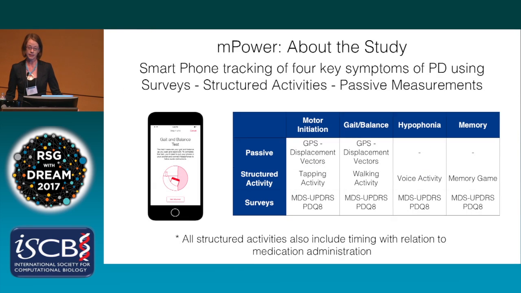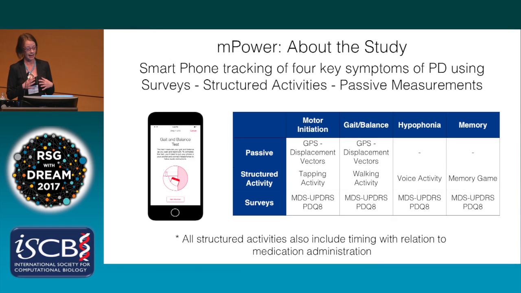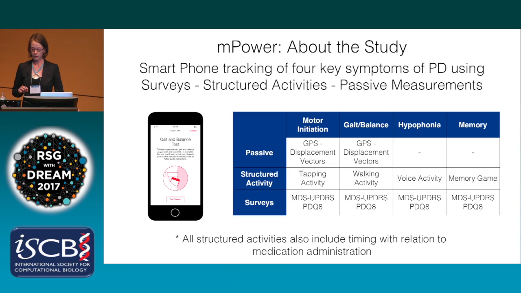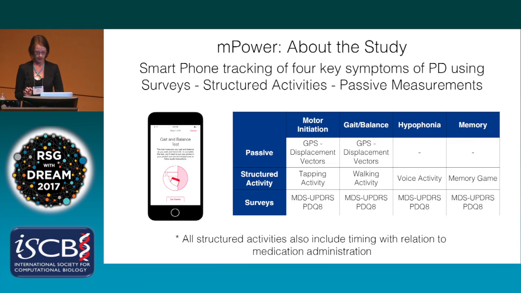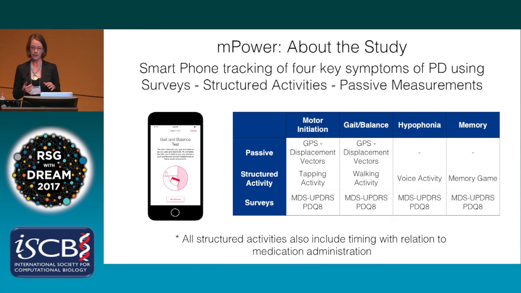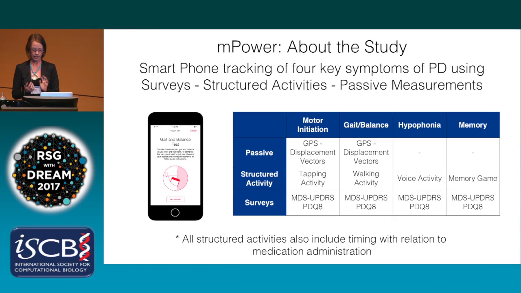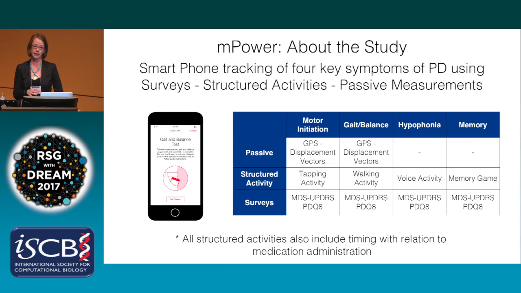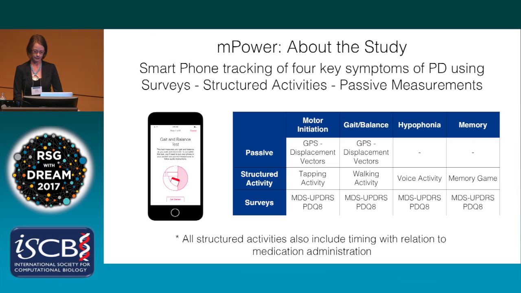So the first data set is from the mPower study, which is a research kit study. It's an observational study, so anyone could join. Anyone with an iPhone can download this app and join the study. It measures passive and structured activities and survey information about 4 dimensions of Parkinson's disease. It also collected some basic information about diagnosis, whether or not they were diagnosed with Parkinson's, the year, and all structured activities ask for information about where they are in regards to their medication.